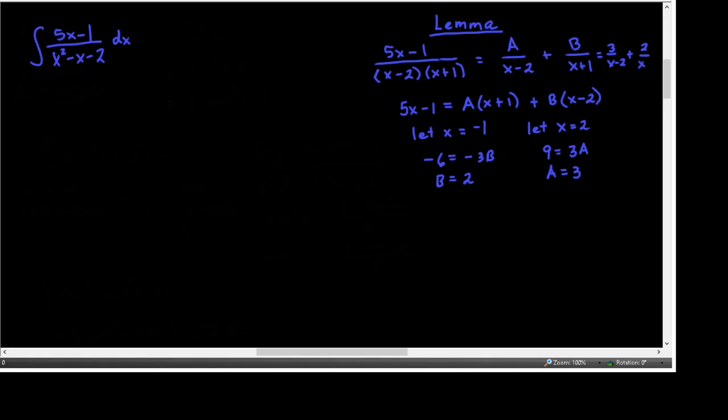You have to be very careful that you don't accidentally switch those and make it 2 over x minus 2 and 3 over x plus 1, because that is not the same thing. So you'll be committing a really bad error if you make that mistake. So as a substitution from our lemma, we know that that decomposes into the integral of 3 over x minus 2 plus 2 over x plus 1 dx.